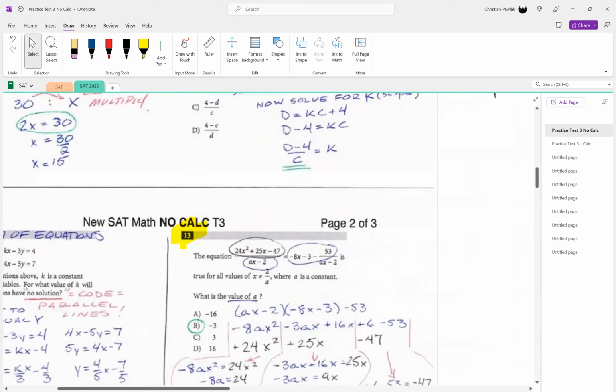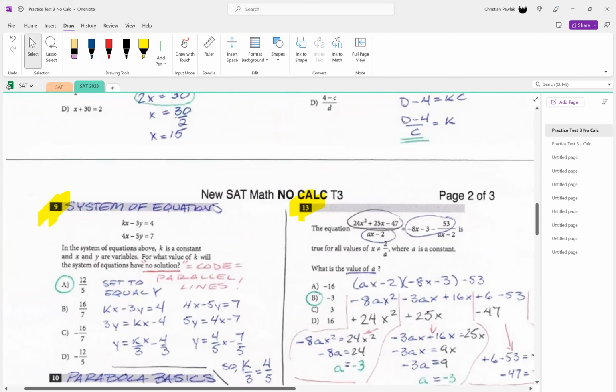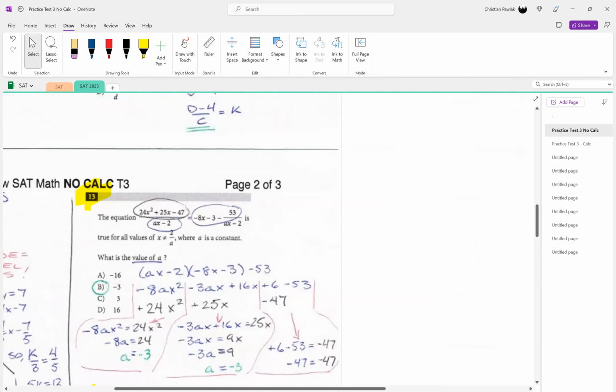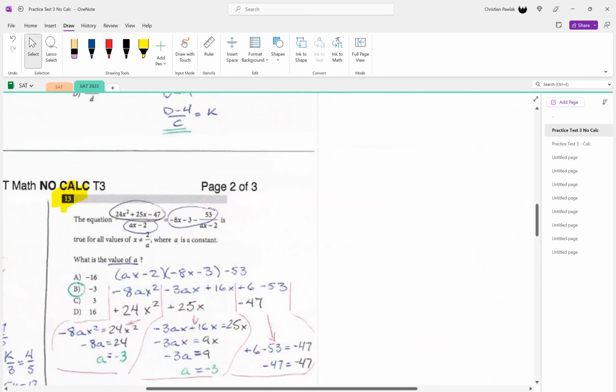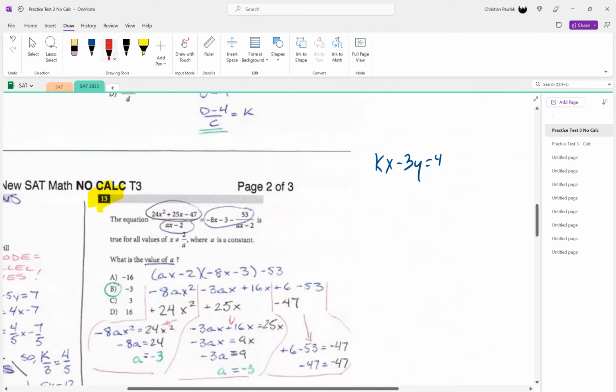Okay. The next problem I want to go over is number 9. I have this system of equations. So I'm just going to first copy down the system of equations. Kx minus 3y equals 4. And 4x minus 5y equals 7.